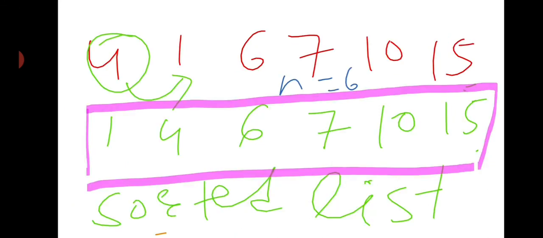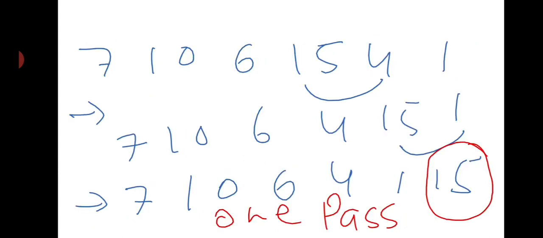Now in the second pass, we are not going to compare with the 15, as I already told in the previous slide. 15 is not going to compare because 15 has already occupied its position. That means in the next pass, the second pass, the comparison will be done n minus 2 times. That means 7 will be compared with 4 elements. So this is n minus 2 because n equals 6.